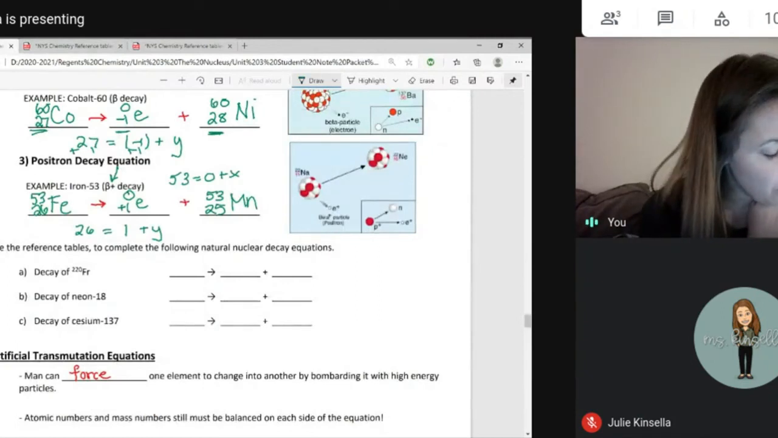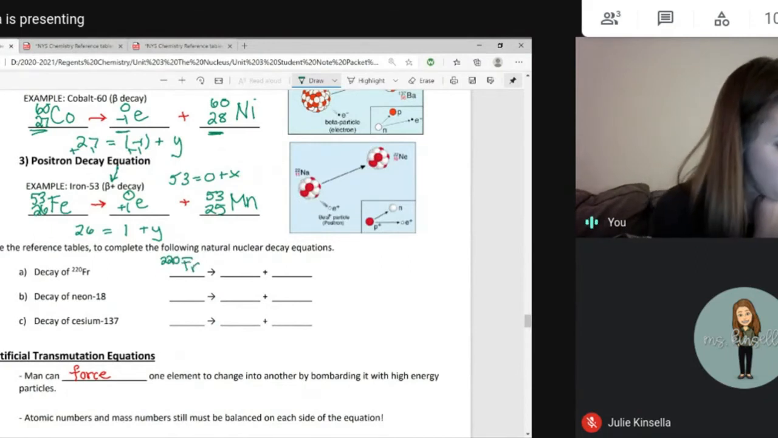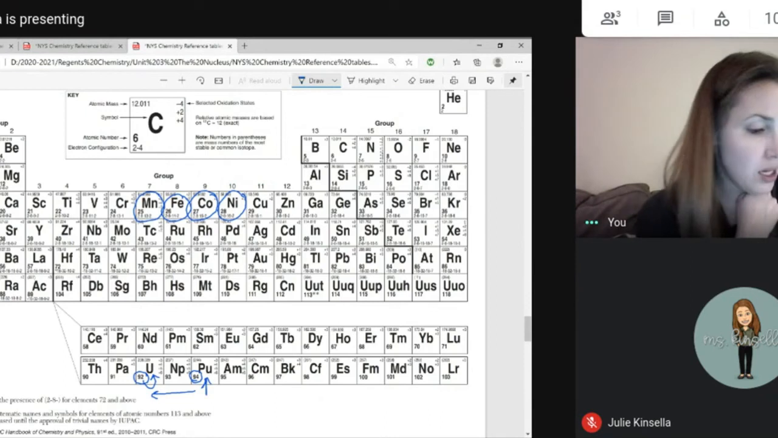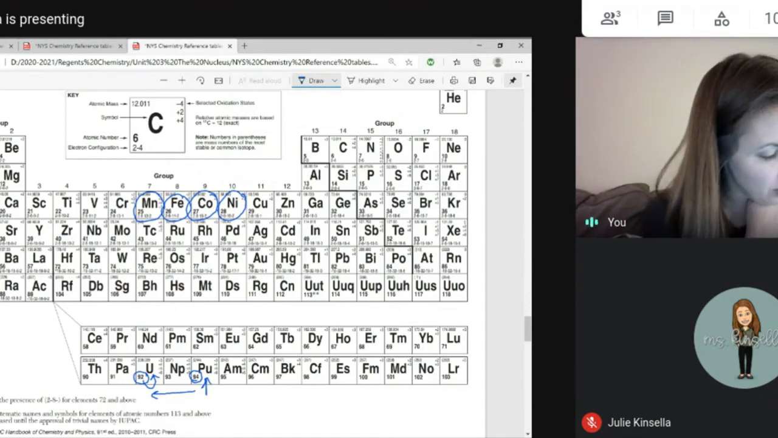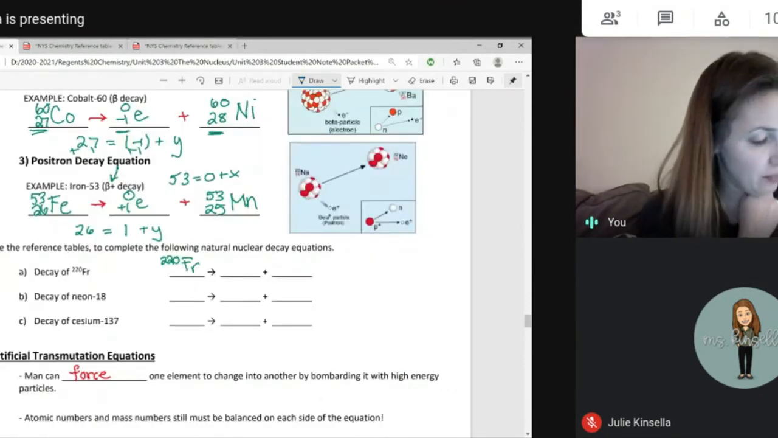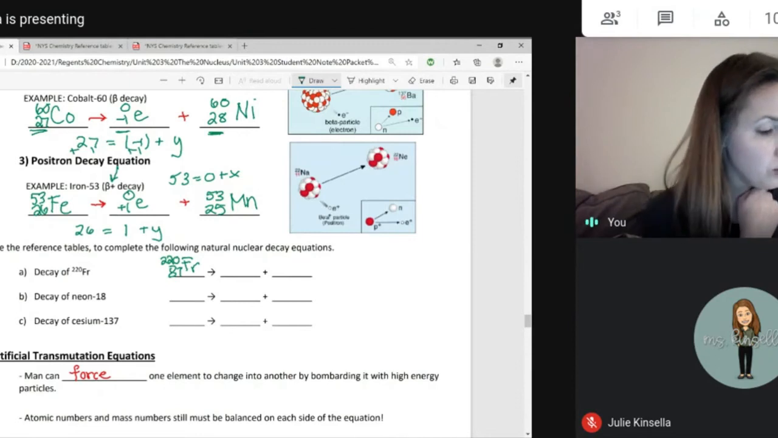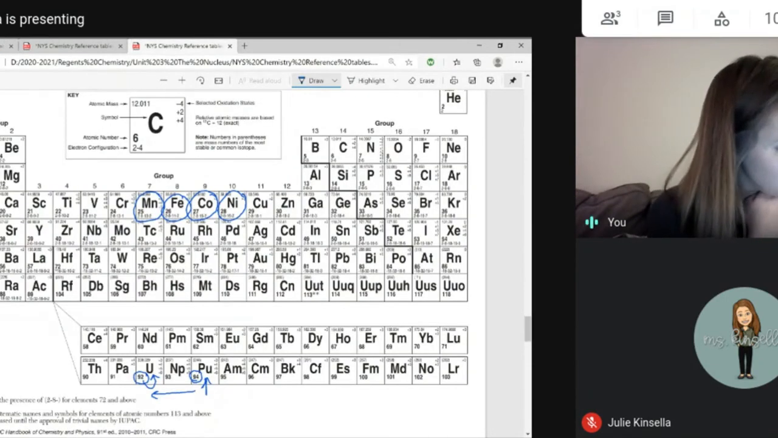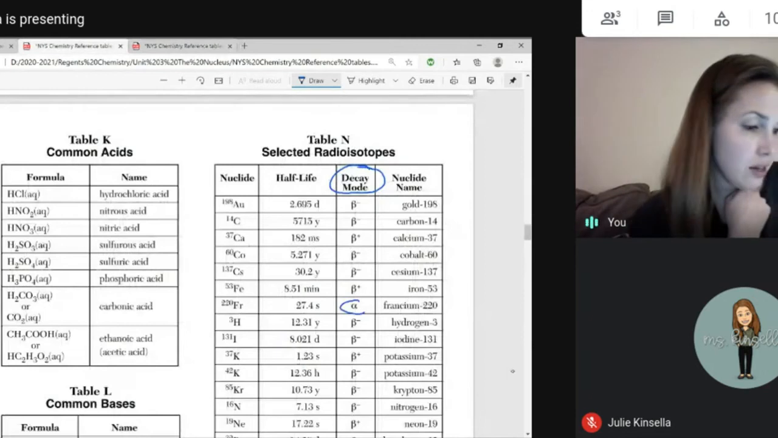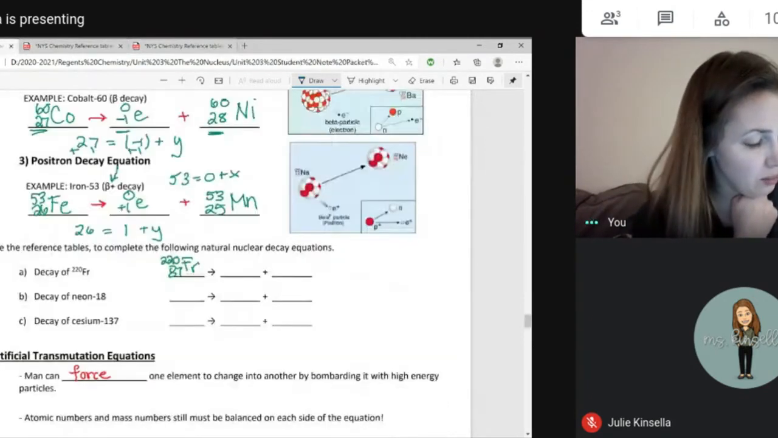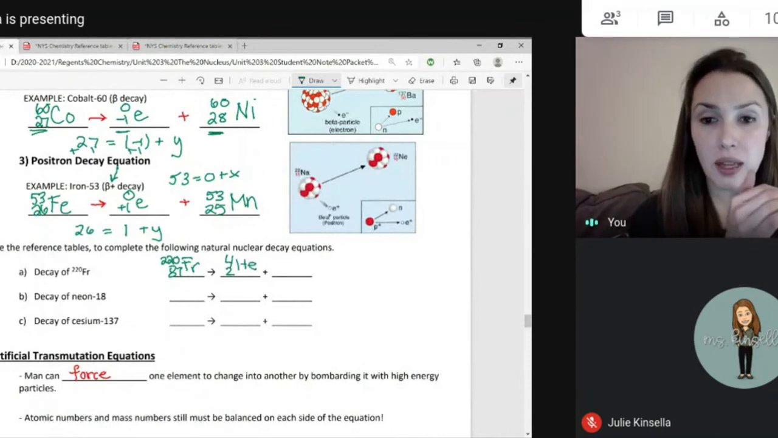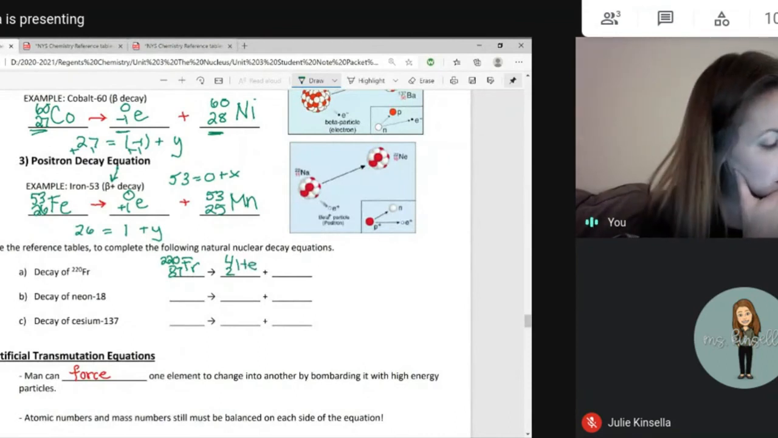So in this first one, we have francium 220. I'm jumping over to the side here. Francium is 87. So I'm going to put 87 on the bottom. If I come over to table N, francium 220 is undergoing alpha decay. So I'm going to be filling in my alpha particle symbol. And then from there, it's balancing the top numbers and the bottom number. So your top number should have been 116, and your bottom number should have been 85.